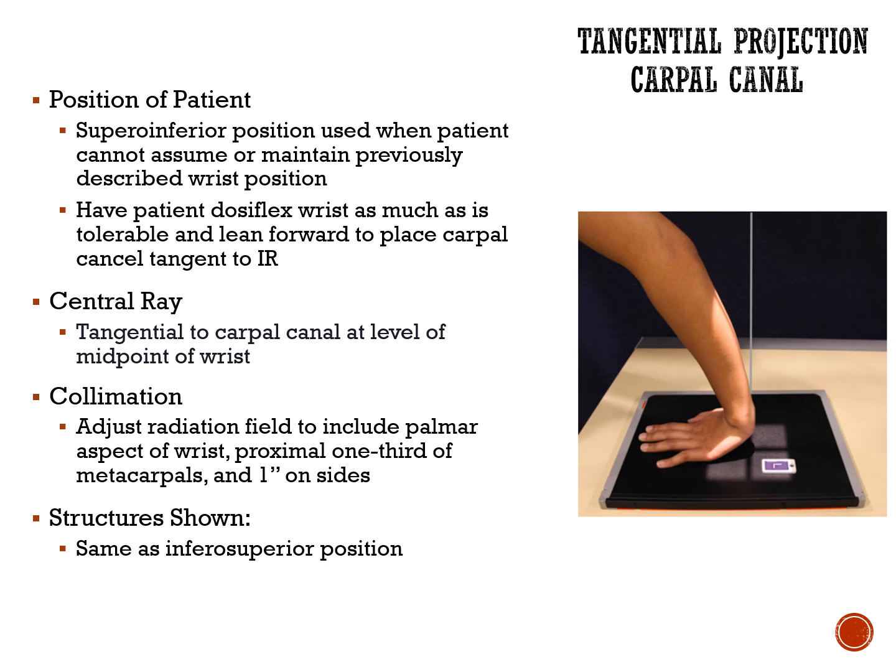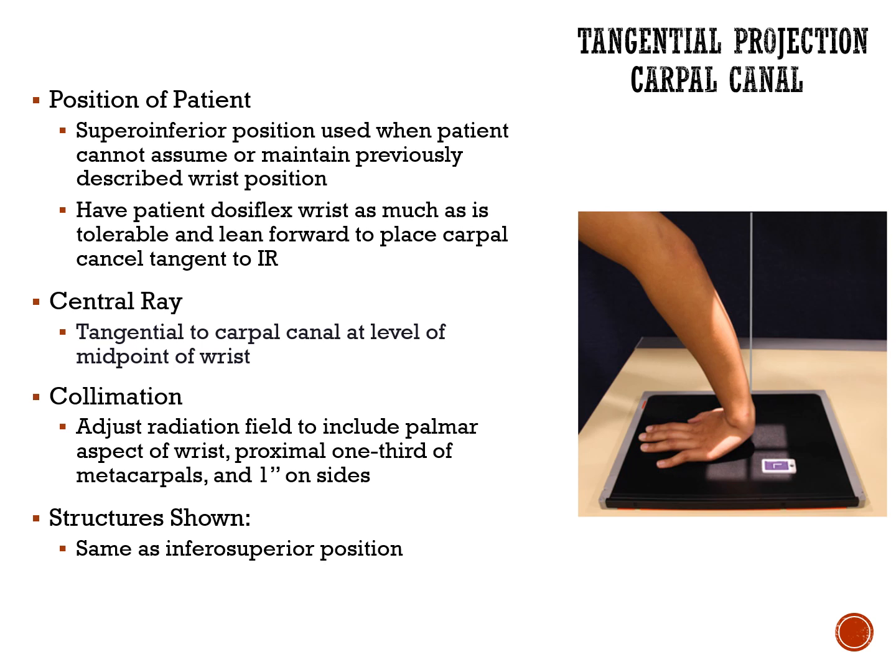Now, in the superior inferior position, the structures are the same, but we're going to do a little bit different positioning. We're going to have the patient dorsiflex the wrist as much as possible, and then have them lean so that they have their palm of their hand on the image receptor. So this is used when a patient cannot assume the previously shown position.